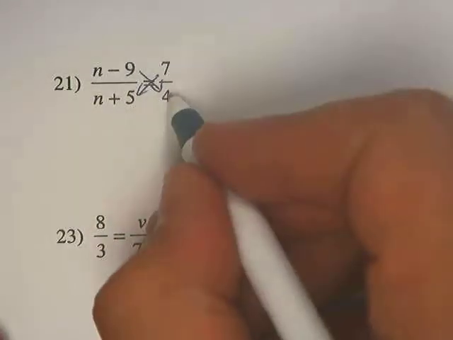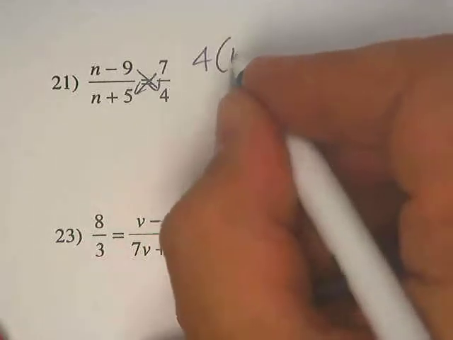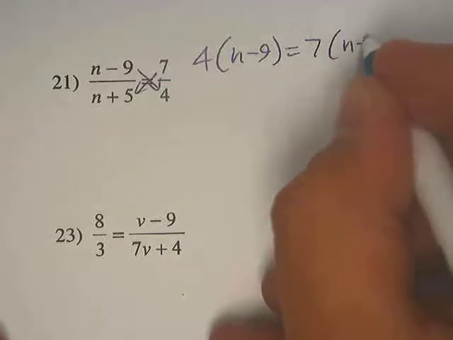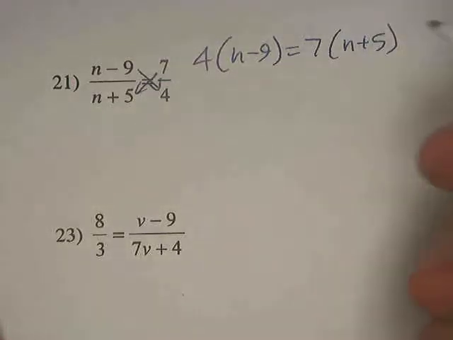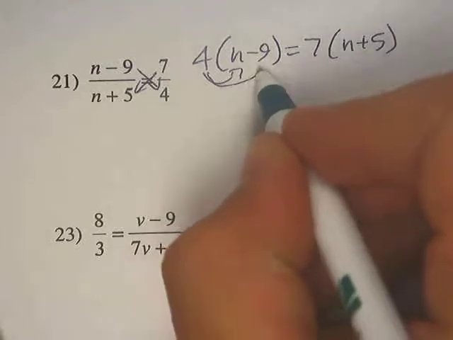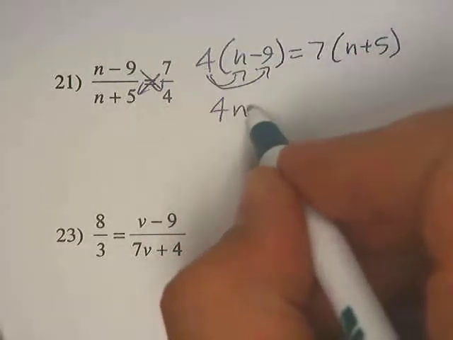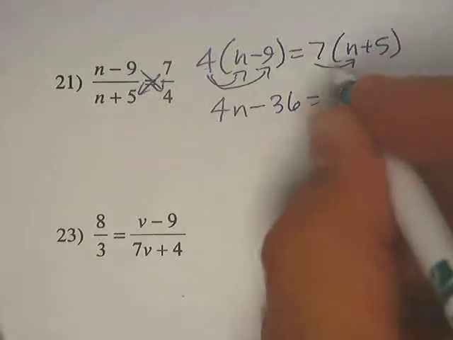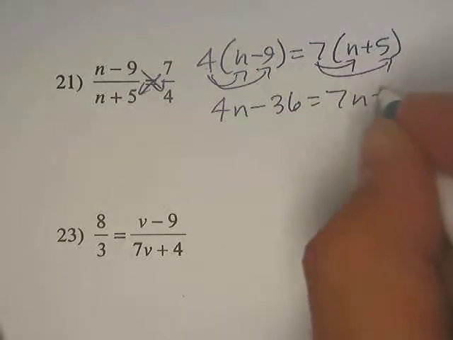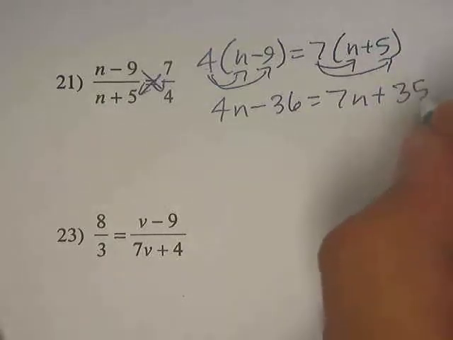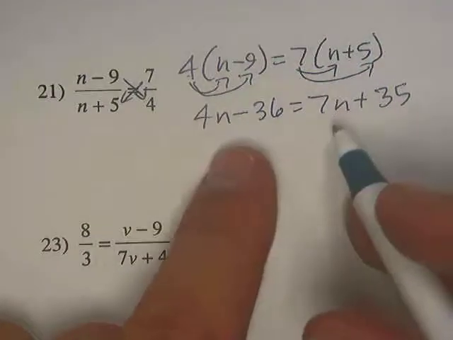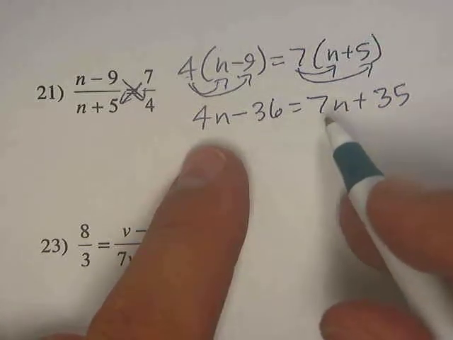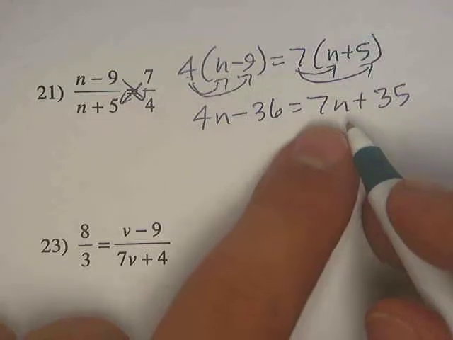All right, I want to try another problem. Let's go down to 21. Cross multiply here, and I have 4 times n minus 9 is equal to 7 times n plus 5. Okay? Distribute the 4. I have 4n minus 4 times 9, which is 36. And I have 7n plus 7 times 5, which is 35.